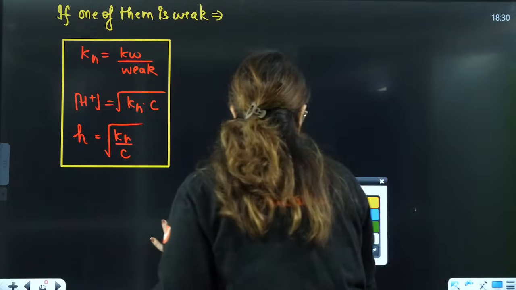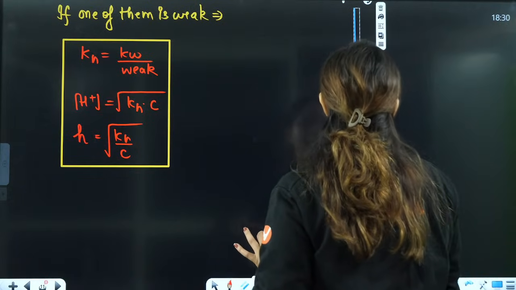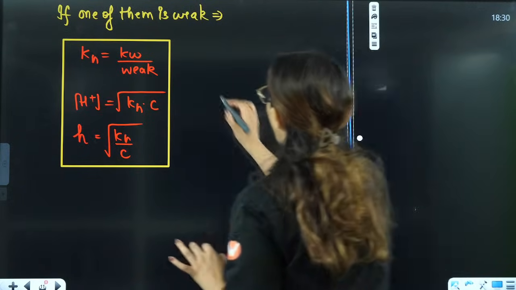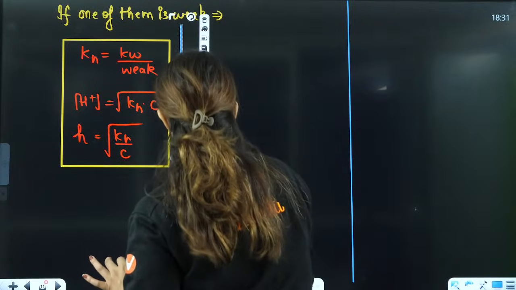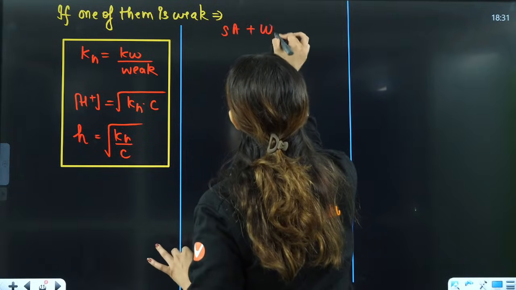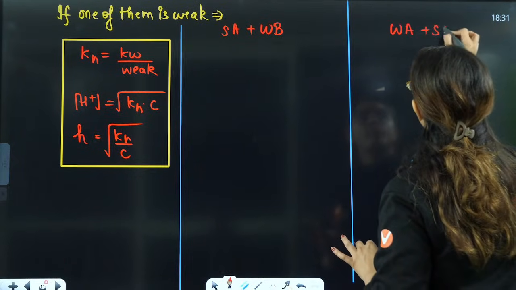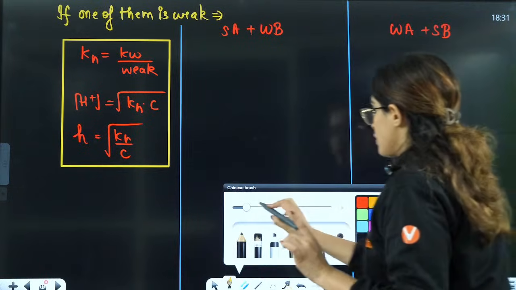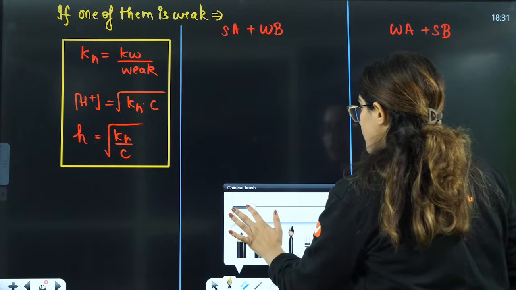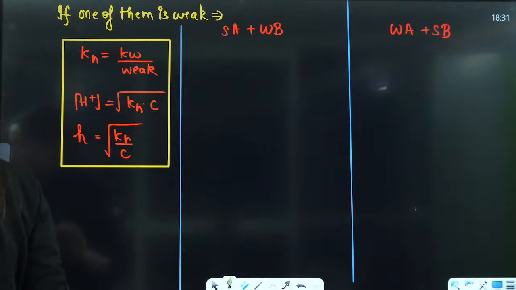Now I'll give you one by one, for a strong acid and weak base, and for a weak acid and strong base, how to apply these formulas. Okay, now I'll tell you how to apply these. Now let's see. If you have a combination of strong acid and weak base, this is a combination of weak acid and strong base. So if you have a combination of strong acid and weak base, how do you write the formulas? How do you remember the formulas?